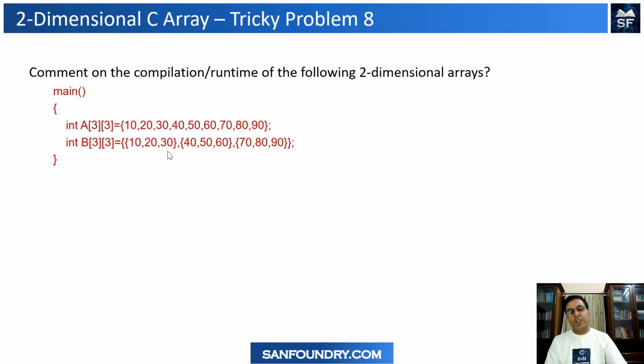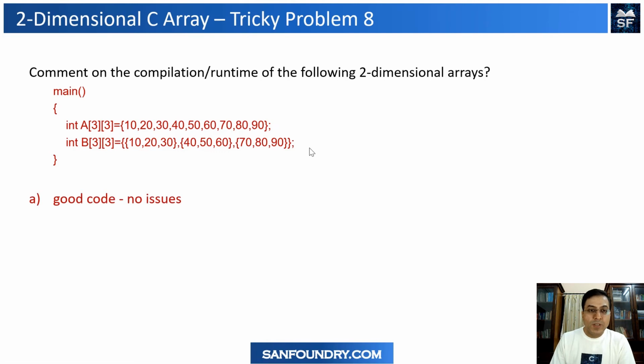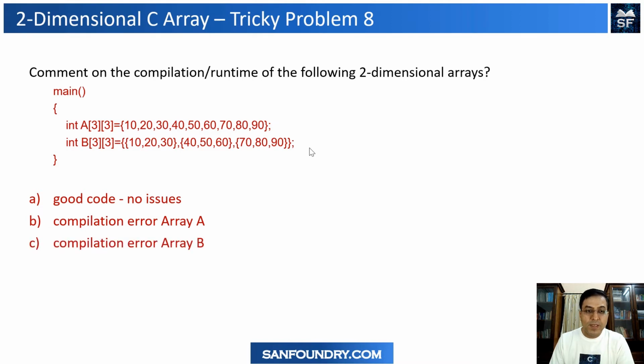So let's see something more interesting. We'll jump in pretty soon. Let's see one more interesting problem here. We have an array A and an array B. A has 10, 20, 30, and B has 10, 20, 30, comma, 40, 50, 60, comma, like this. So is the code good, or will we have a compilation error for array A or array B, or might we have a runtime error with either array A or B? Any idea? Pause and resume.